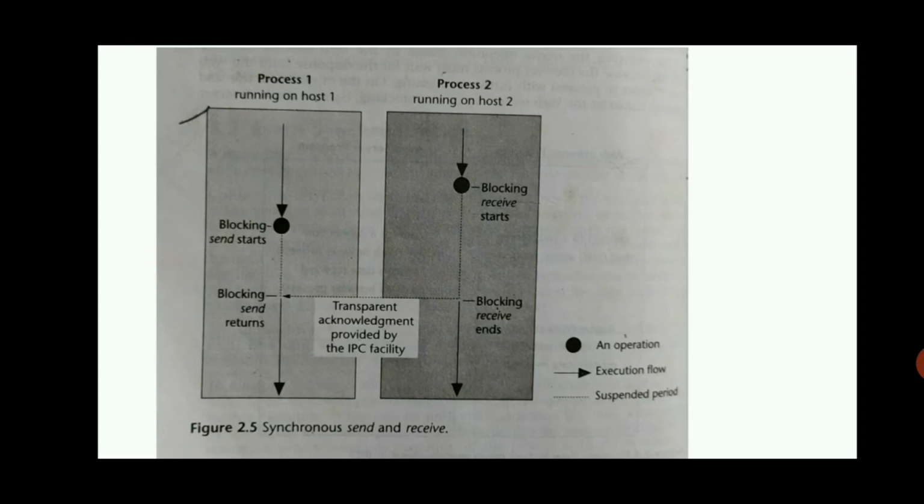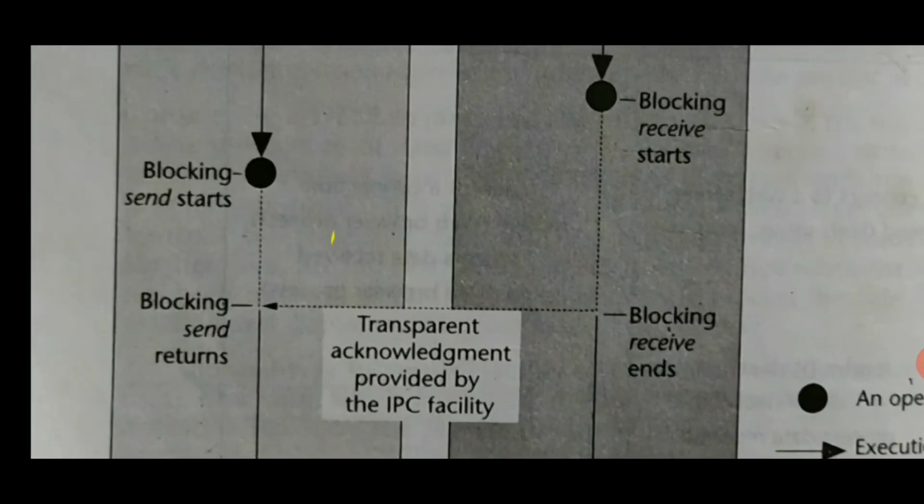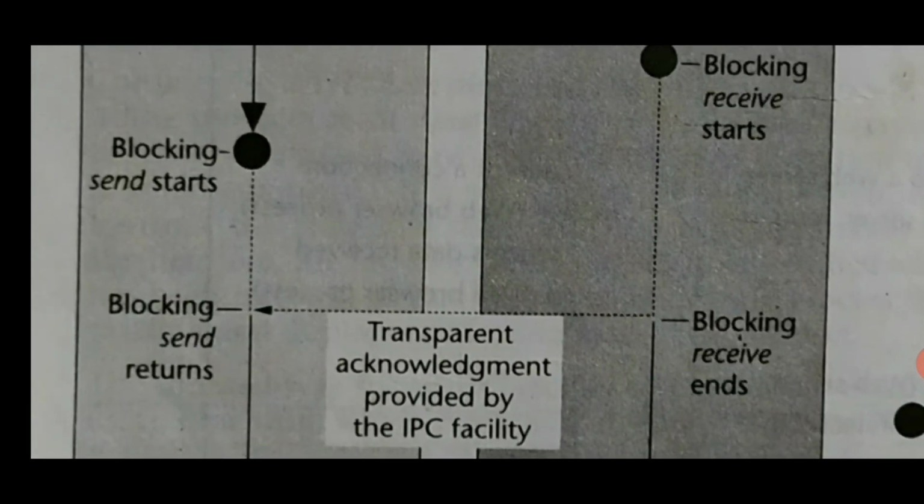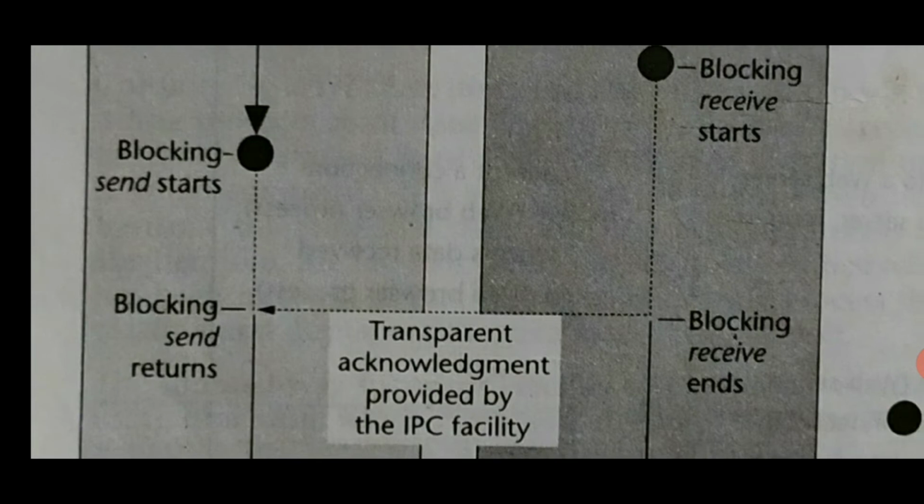So here the blocking send starts, and this dotted line indicates the blocking. After the receive operation on host 2, the IPC facility on host 2 will send an acknowledgement message to host 1, saying that the data has been received. So after getting the acknowledgement from host 2, this send operation will be unblocked.